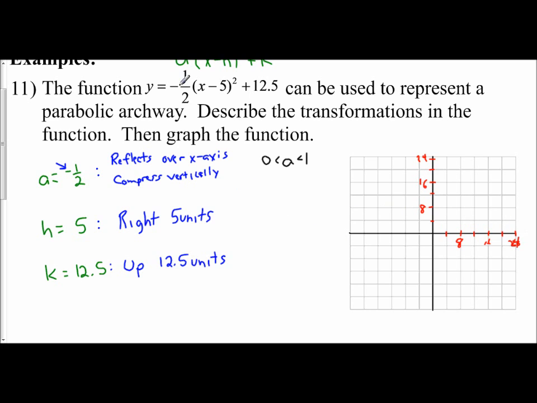And so we take our vertex, it goes to the right 5. So here's 4, 5. It goes up 12.5. So there's our vertex. We go from 0, 0, right 5 units, up 12.5 units. It reflects over the x-axis, which means that it opens down. So my parabola is going to be going downwards, and it compresses vertically, which means it stretches out. It slowly decreases. So this is just a sketch of the parabola. We'll do another example that's a little bit more effective with dealing with the transformation.